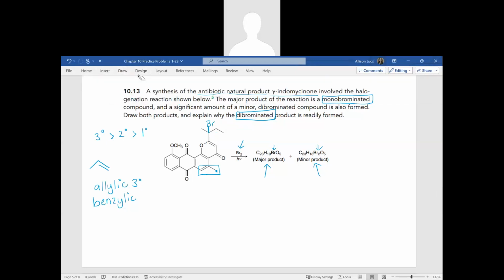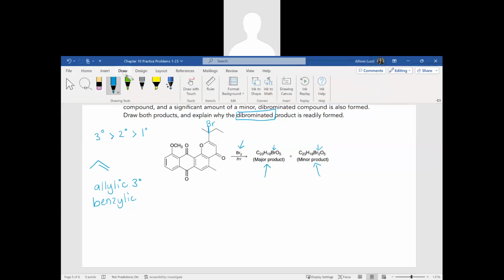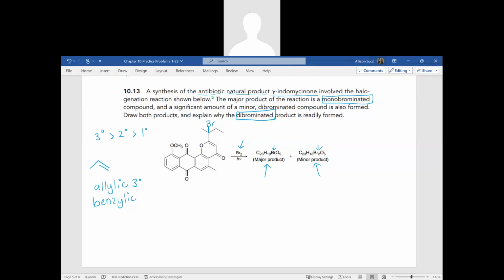This other site down here of interest, this benzylic radical site, would be our second site of bromination. Off of this carbon here, a radical site would form, and we would have our dibrominated compound with these two sites. So again, the major product only has the monobromination up top here. The dibrominated product is our minor product.